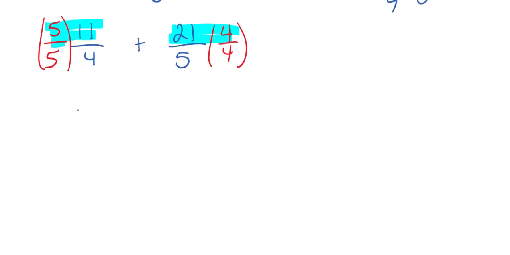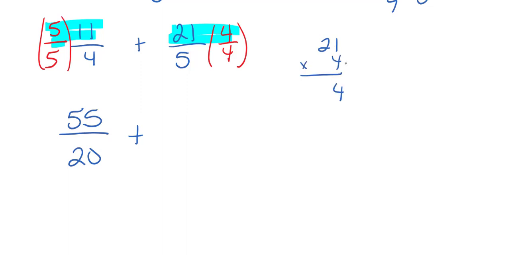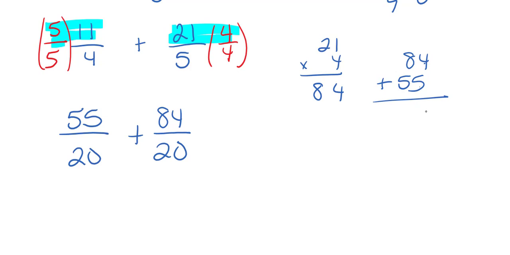So we have 5 times 11, well that's 55, that's over 20. Now we have 21 times 4, so 1 times 4 is 4, 4 times 2 is 8. So we have 84 over 20. And then we go ahead and add. So we would add 84 and 55 together. 4 plus 5, 9, 8 plus 5, 13. So what does that equal? We have 139 over 20.